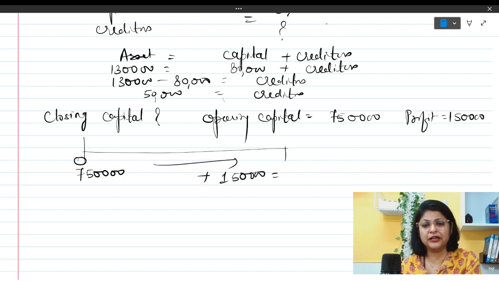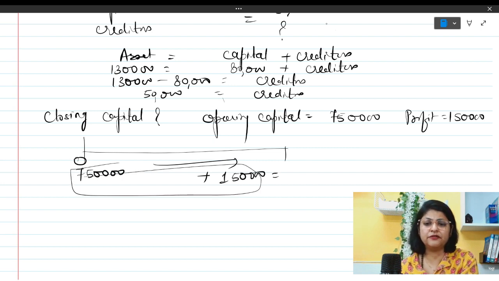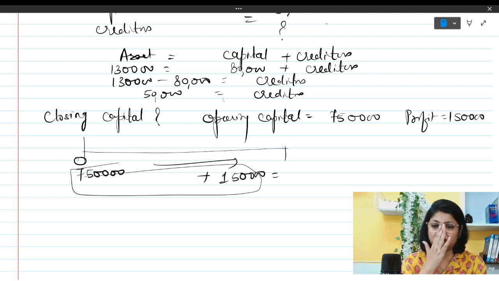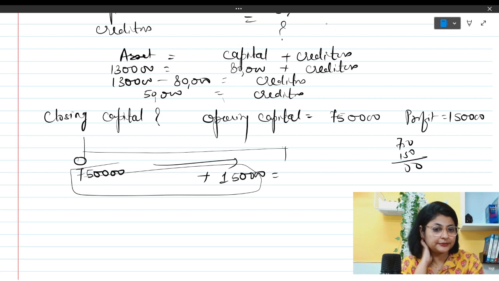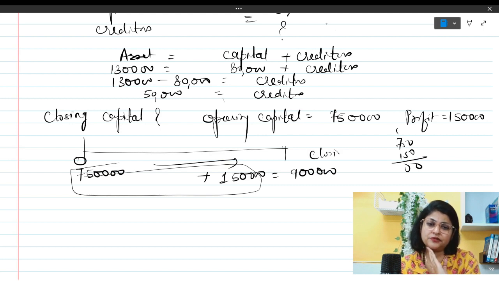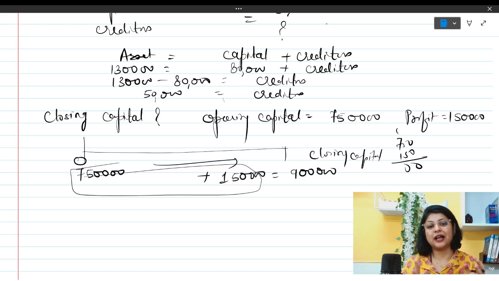So this will be added. When both these figures are added, we will reach the closing amount of capital. So 750 plus 150, this is going to be 9 lakh rupees. My closing capital is 9 lakh rupees. So simple. Okay, so these kind of questions can also be asked. I hope you understood these two things today.